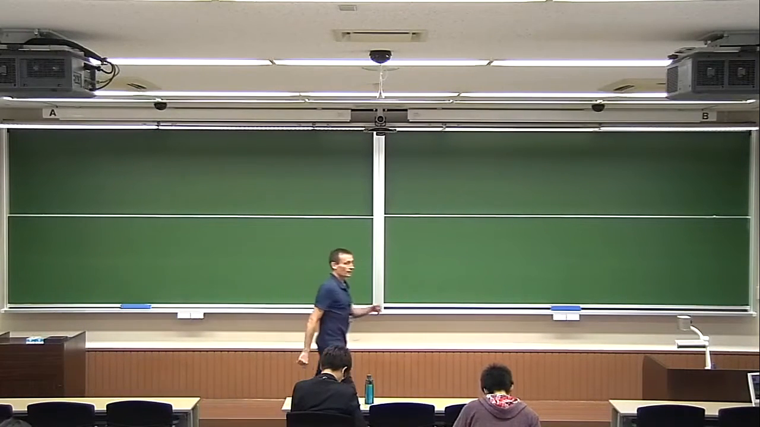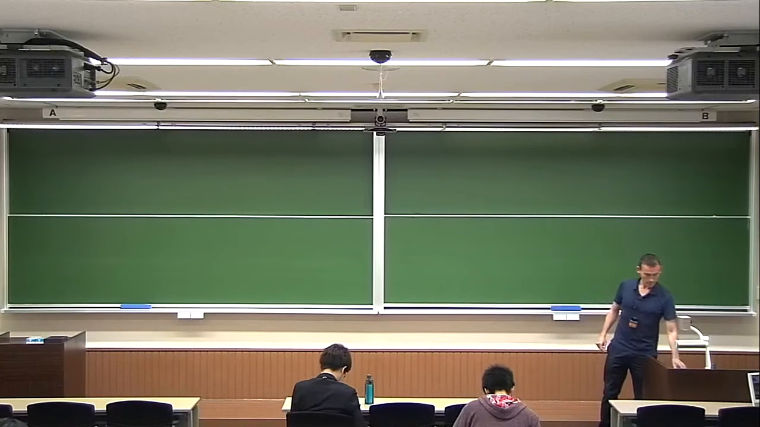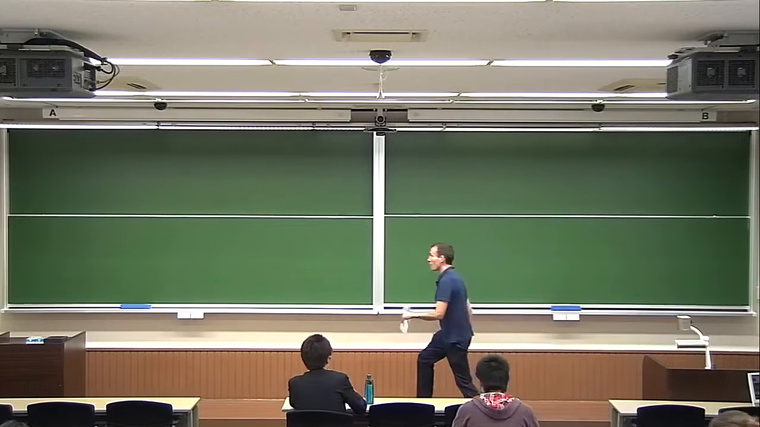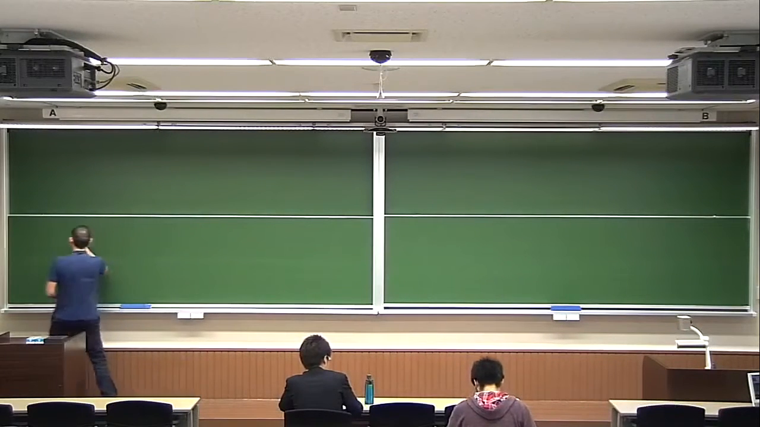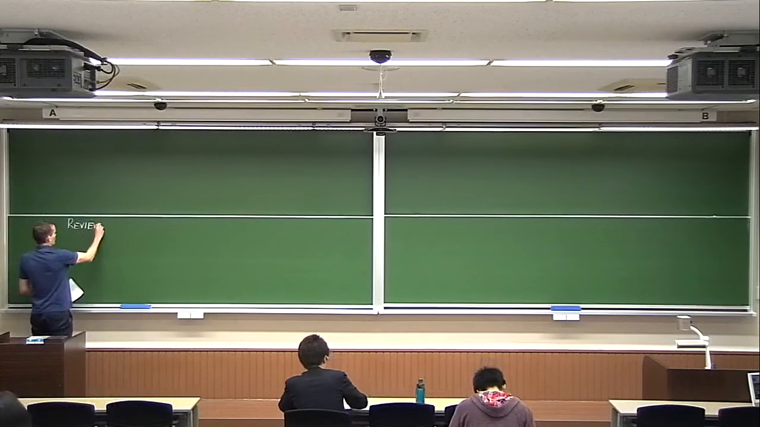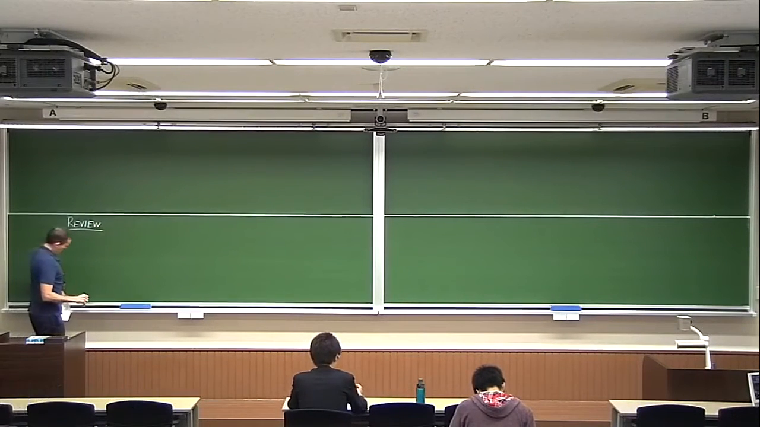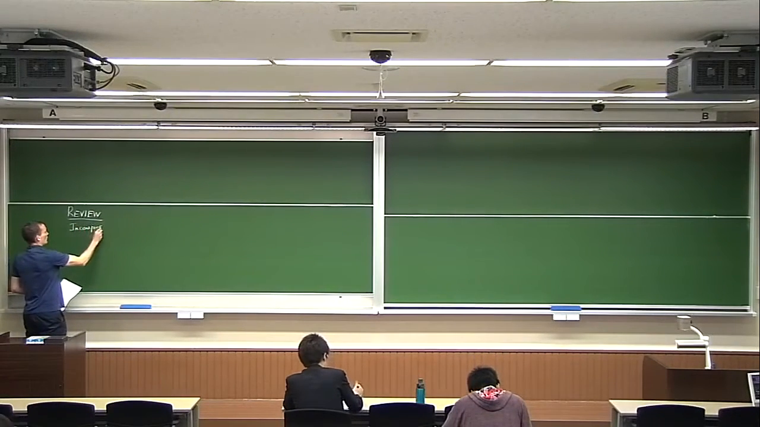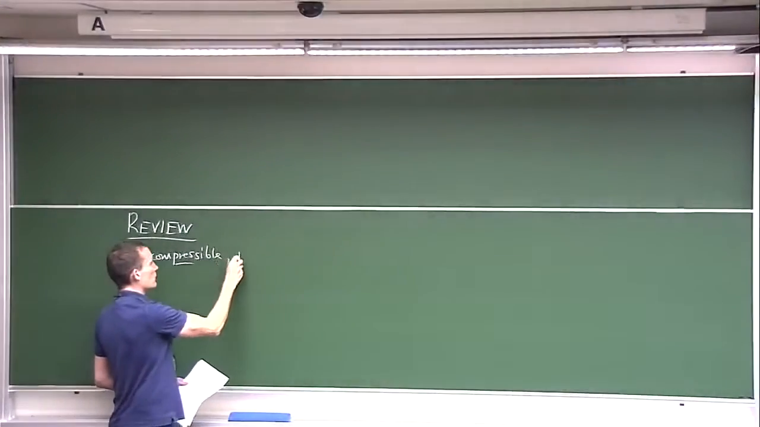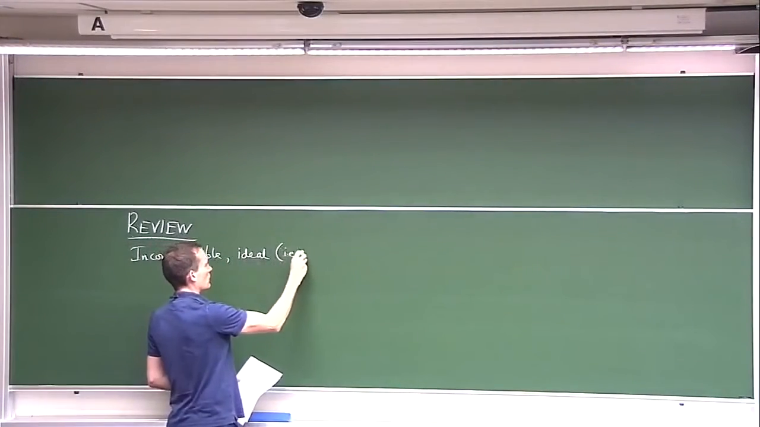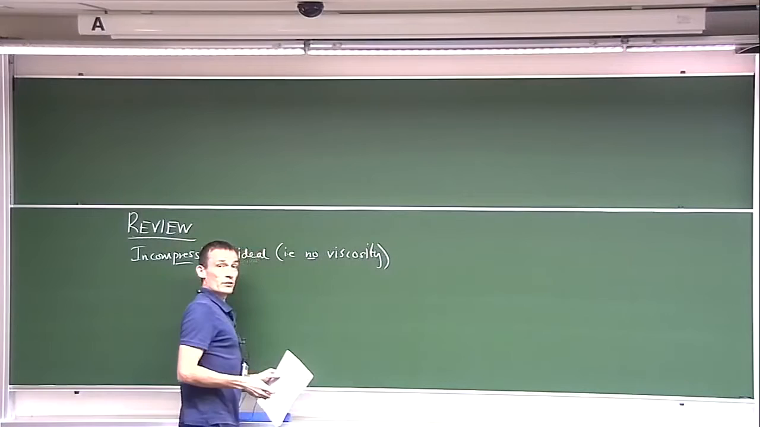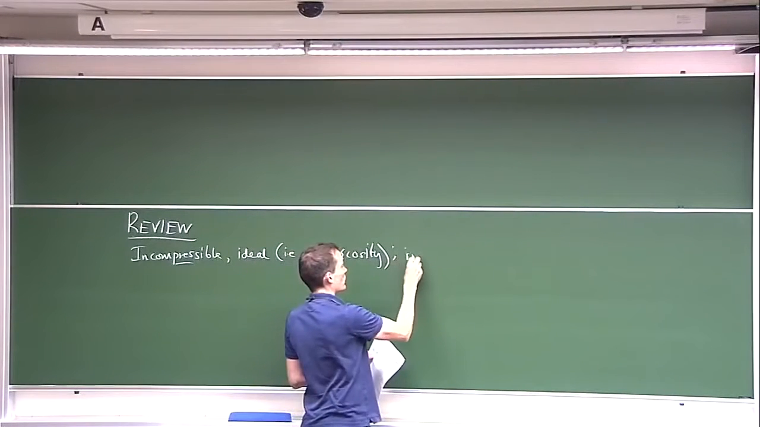Okay, you remember what I was doing last time? I didn't talk about Stokes flows, which is our ultimate aim, but I will today in a few minutes. So let me just review what we did last time. Last time we looked at incompressible, ideal, ideal meaning that there's no viscosity, and irrotational flow.